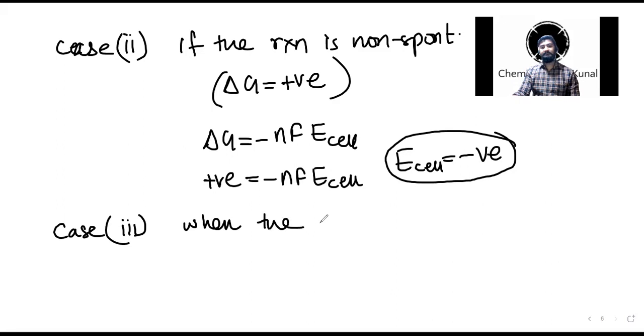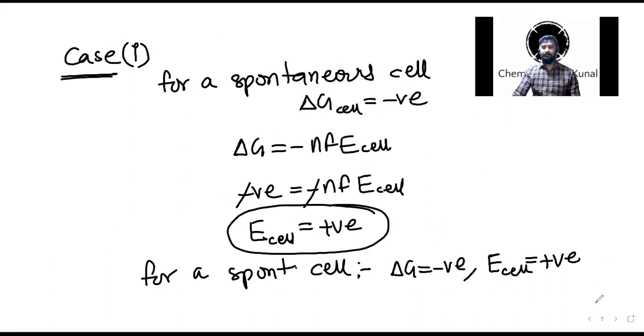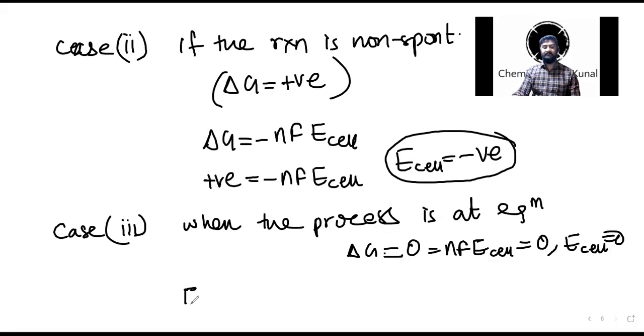And the last case is case number 3, when the process is at equilibrium. We know at equilibrium that delta G is zero, right? So delta G is 0, meaning minus NF E cell is 0, so E cell is also 0. And if E cell is 0, then what will happen to equation number 1?